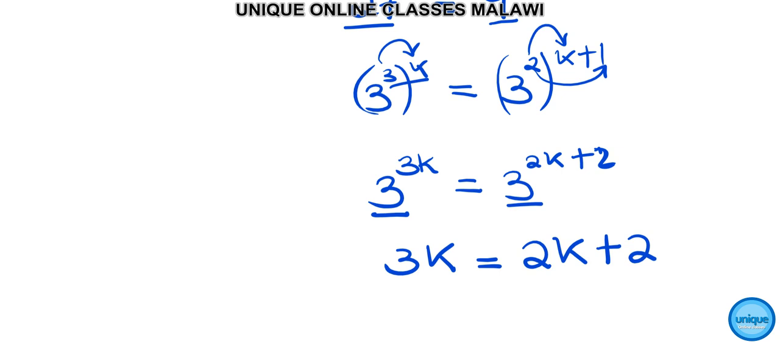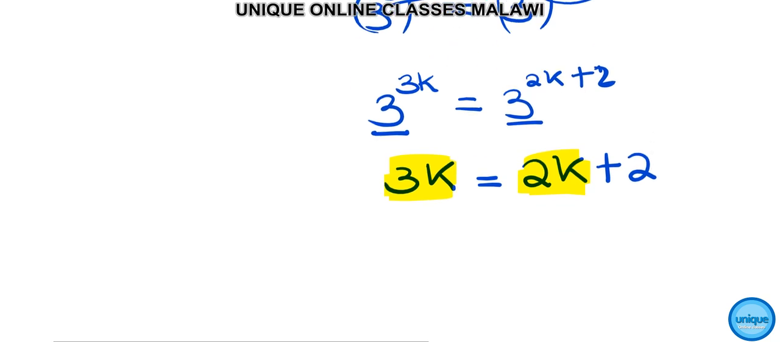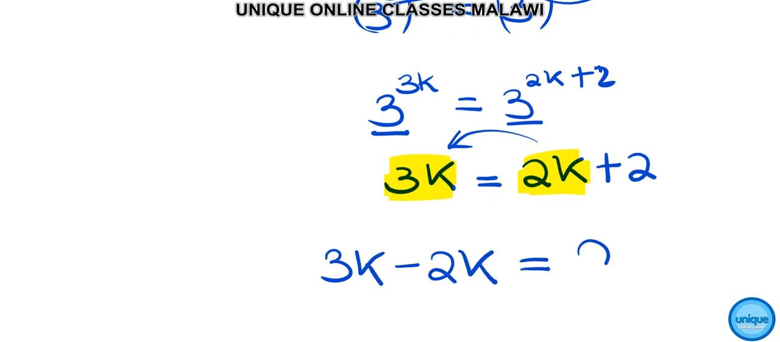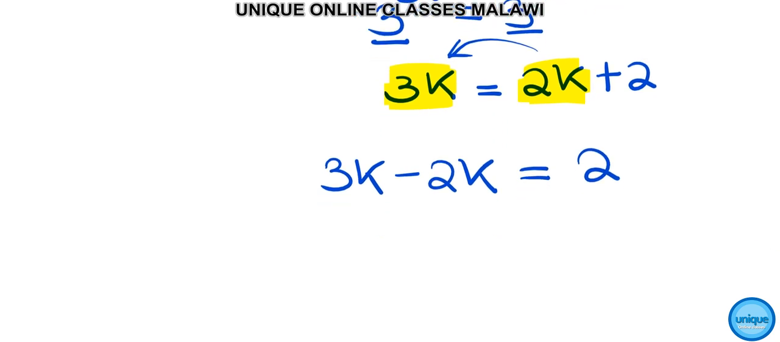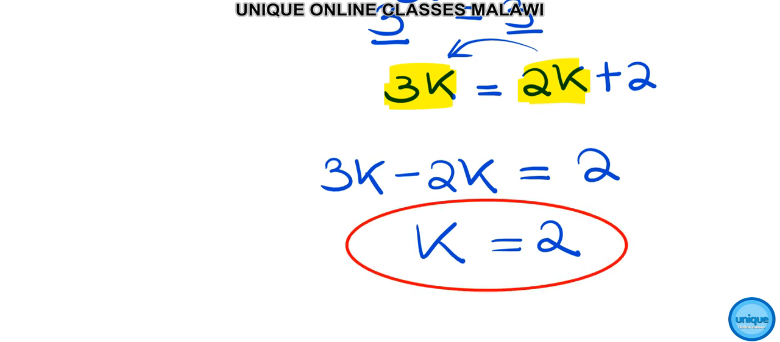My guys, combining like terms, we are going to move that 2k to the left hand side. It changes from positive to negative. So we are going to have 3k minus 2k is equal to 2. If you subtract 3k minus 2k, we are going to remain with a single k, which is equal to 2. So this is our answer.